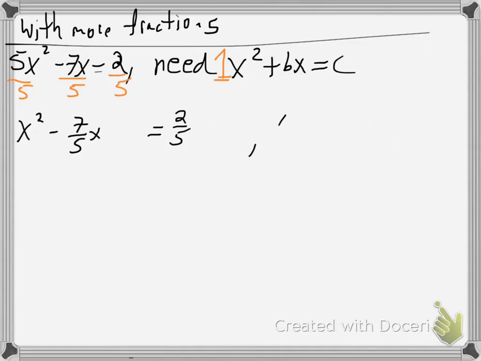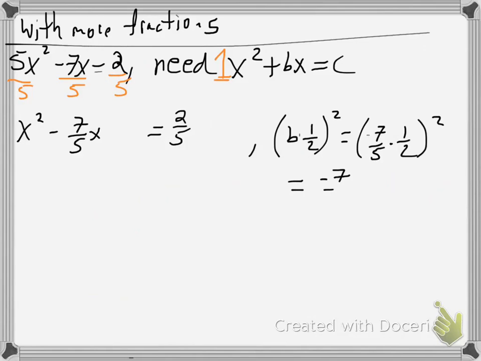The b over 2 is the same thing as b times a half. Half is the same thing as division by 2. Negative 7/5 times 1/2, quantity squared, equals negative 7 over 10, quantity squared, which is 49 over 100. And that's what we're going to go ahead and add to both sides to complete the square here.